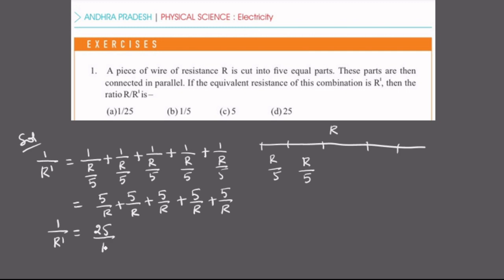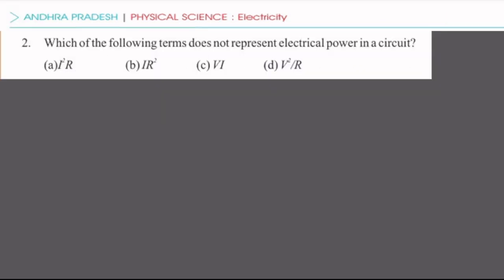So now 1 by R dash is equal to 5 times 5 by R, nothing but 25 by R. We want the ratio R by R dash. So from this the ratio R by R dash is nothing but 25. So for this question the answer is 25, option D is correct. Now let us see what is the second question.